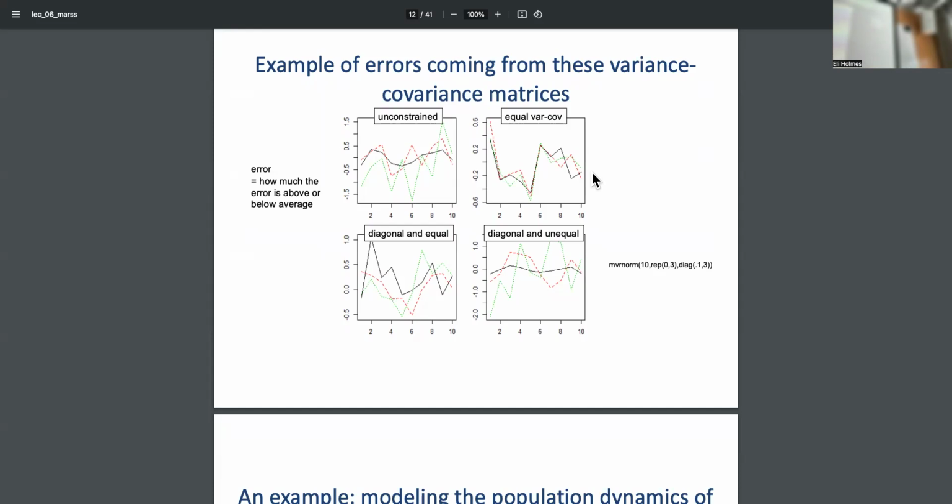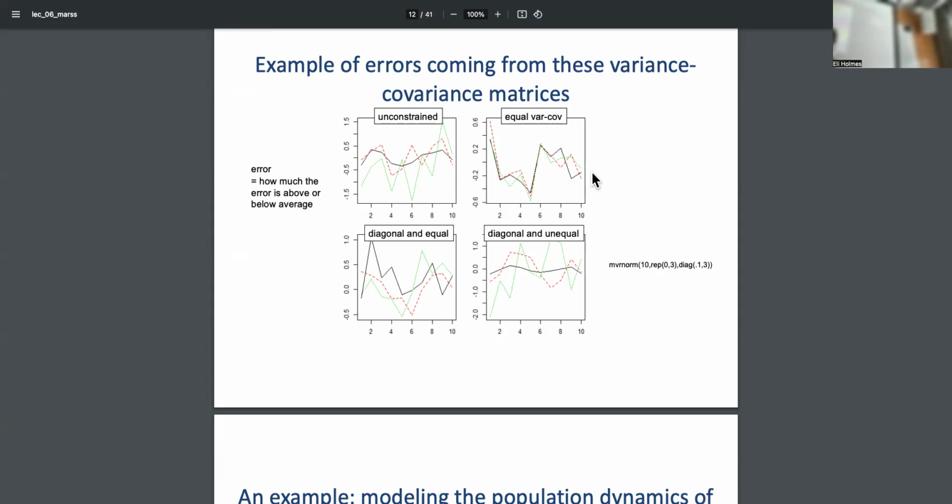And you can kind of see that this one has low variance and this one has really high variance. And they're not tending to go up and down at the same time. So you see this one's down and that one's up. This one, they are also diagonal, so they're independent, but the variances are equal. So it's what we would call diagonal and equal, so equal variance.